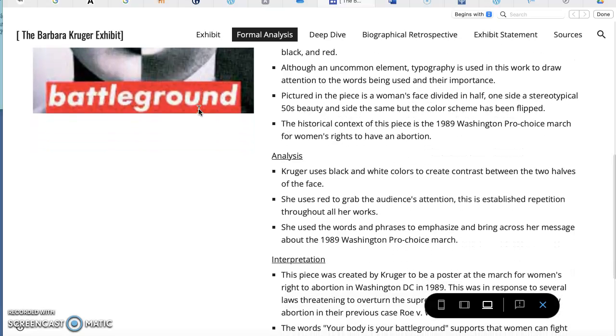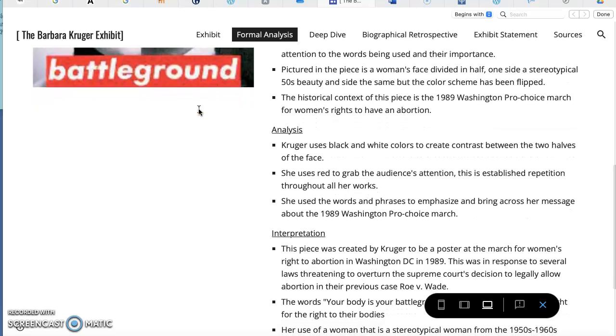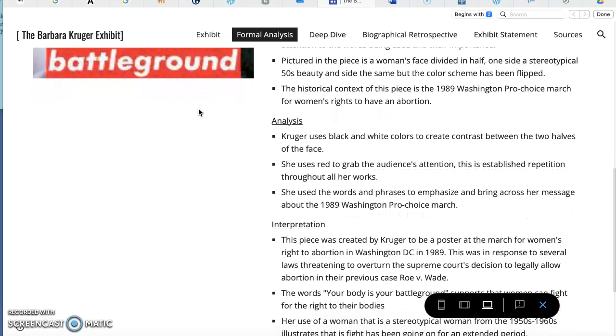Analysis: Kruger uses black and white colors to create contrast between the two halves of the face. She then uses red to grab the audience's attention. This is established repetition throughout all her works. She used the words and phrases to emphasize and bring across her message about the 1989 Washington pro-choice march.